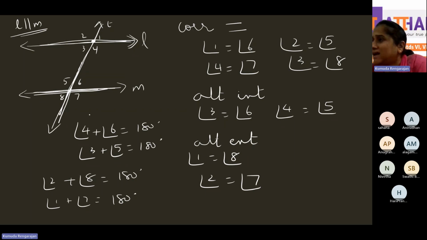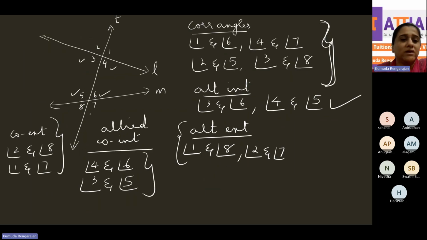So angle 6 is equal to angle 8. Not because the lines are parallel. Here also vertically opposite angles are equal. You see here L is not parallel to M. Here also angle 1 is equal to angle 3. Angle 2 is equal to angle 4 because vertically opposite angles are equal. When two lines intersect, vertically opposite angles are formed and they're always equal.